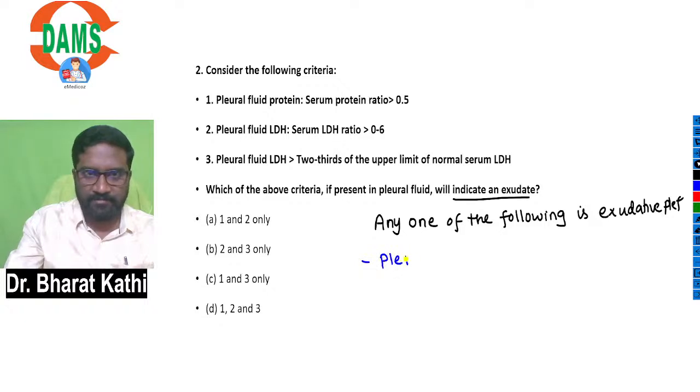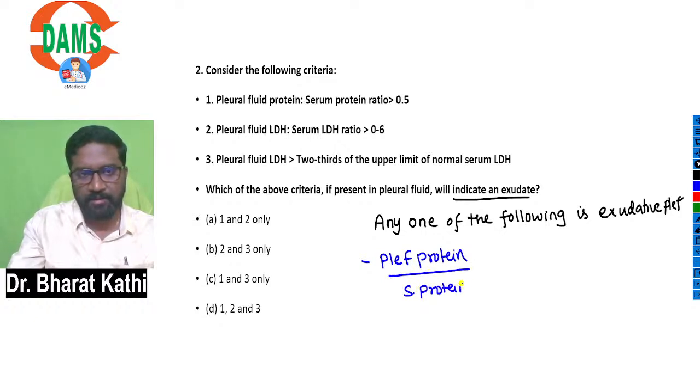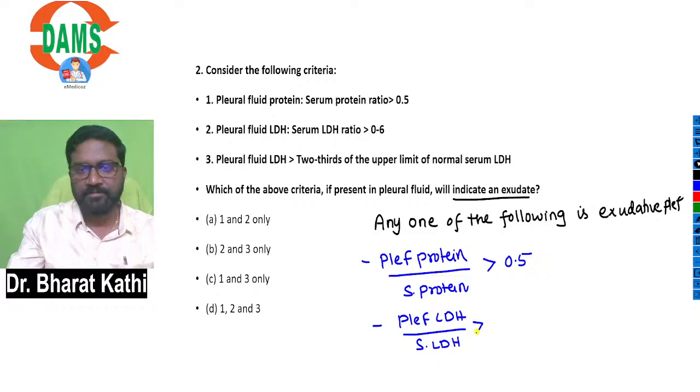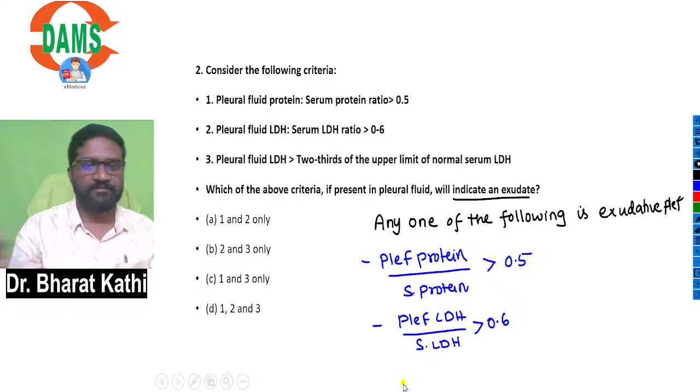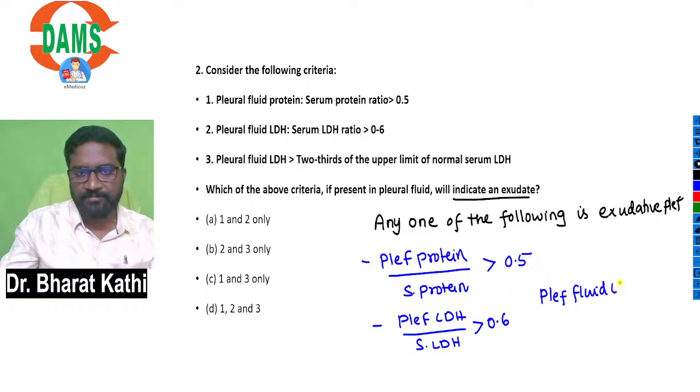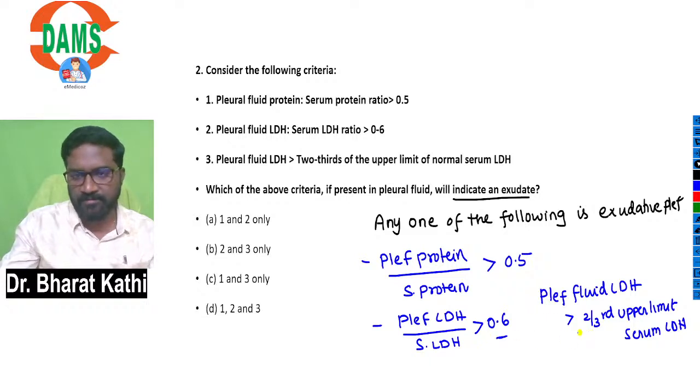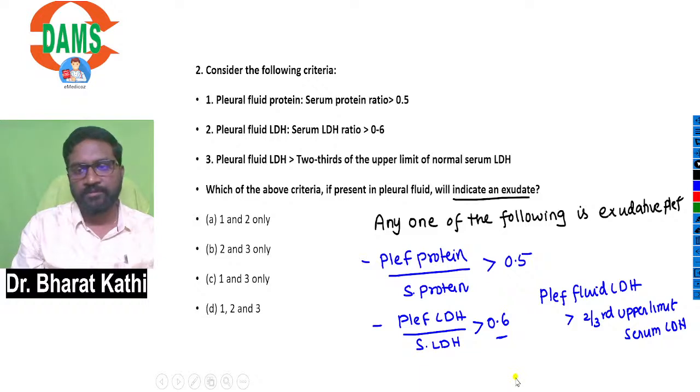So it can be pleural effusion protein by serum protein more than 0.5, pleural effusion LDH by serum LDH, because exudation means it is active damage to the membrane. So within the fluid, protein can be excess, LDH can be excess. And the third criterion is also pleural fluid LDH more than 2/3 upper limit of serum LDH. So it is the same. 60%, 0.6, is roughly 2/3 if you take it in terms of fraction.